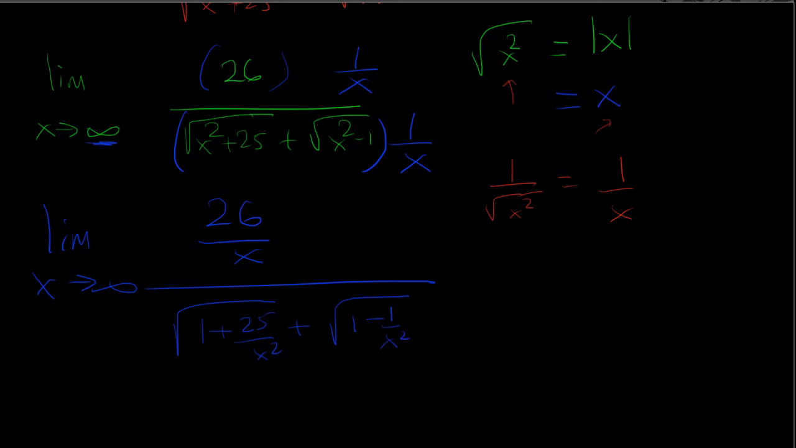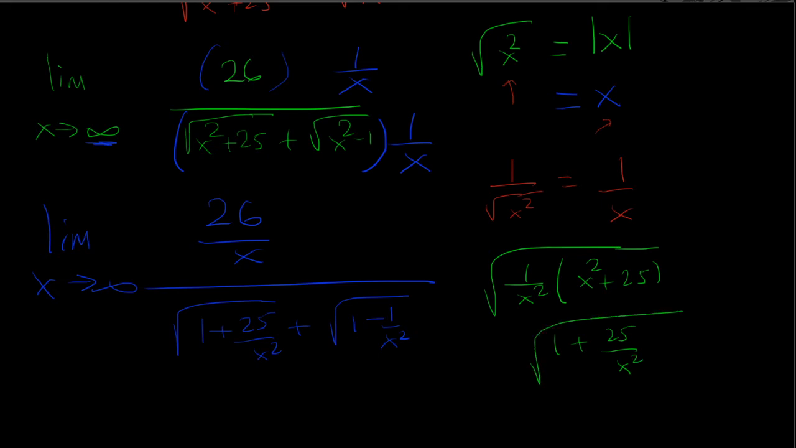Okay, so just to show some extra work, what we're really doing is the 1 over x comes inside as 1 over the square root of x squared, and you're multiplying the x squared and then 25. And that's just 1 plus 25 over x squared and then the square root once you distribute it out.